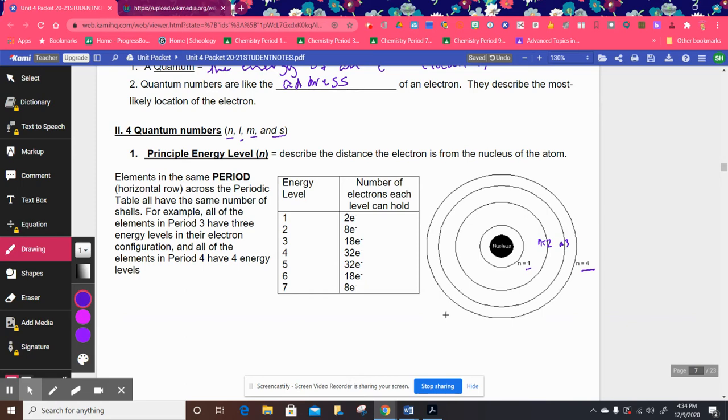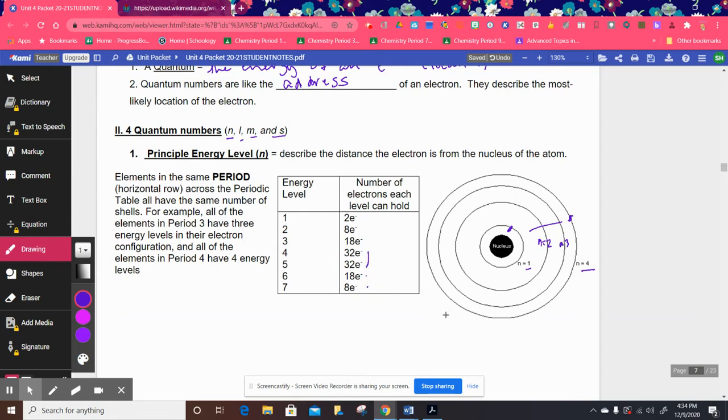So it shows the distance the electron is from the nucleus. An electron in energy level 4 has more energy than an electron in energy level 1 because it is farther away from the nucleus. Again, the energy levels correspond with what period the element is found in, and the number of electrons each energy level can hold varies. The first energy level holds 2, the second holds 8, then it goes to 18. Then 4 and 5 have the most at 32, then it drops back down.